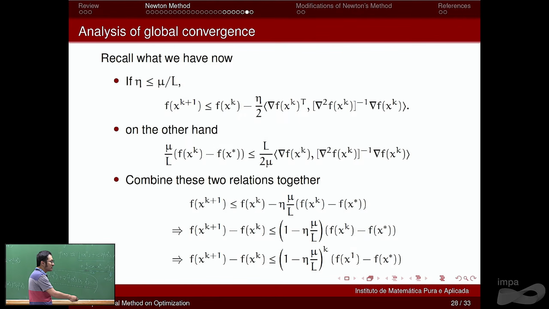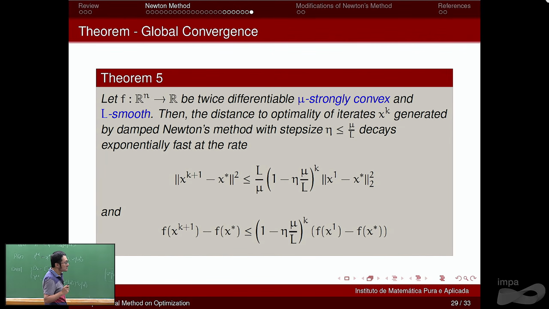And if we make the assumption of this inequality, then if we use this inequality k times, we can have this constant to the power of k times f(x_1) minus f(x*), okay? Finally, we get this global convergence, okay, global convergence. So we say this is our conclusion.